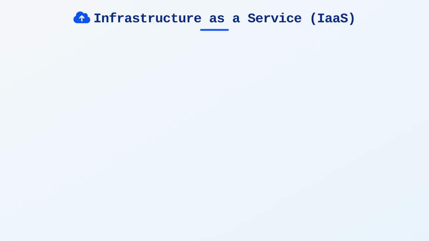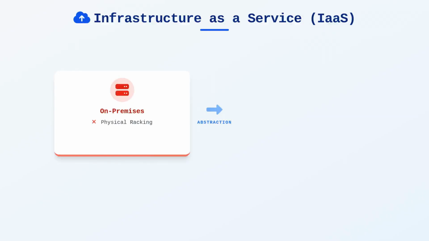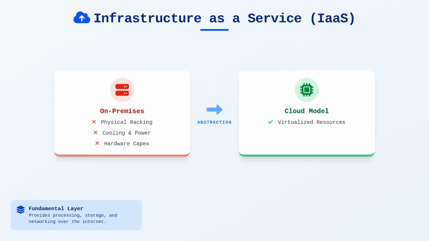Infrastructure as a service, or IaaS, represents the most fundamental layer of cloud computing models. At its core, it provides virtualized computing resources delivered over the internet, effectively abstracting physical hardware away from the end consumer. Instead of purchasing, racking, and cooling physical servers in an on-premises data center, an organization consumes processing power, storage, and networking components as a service.